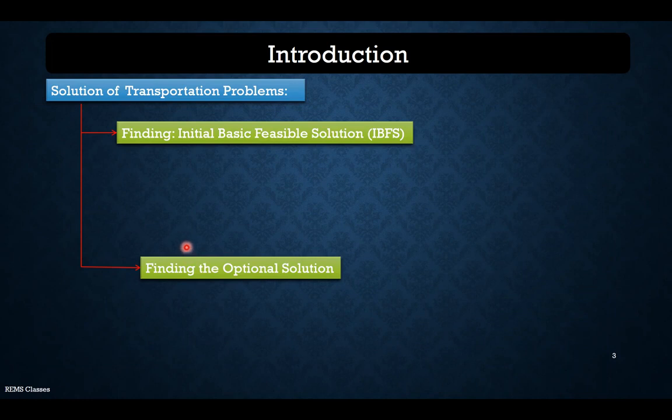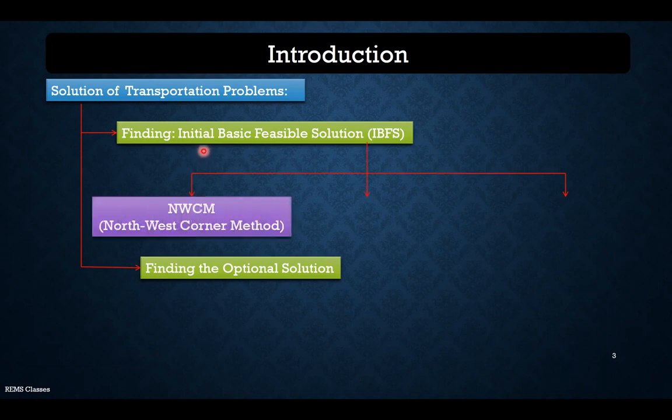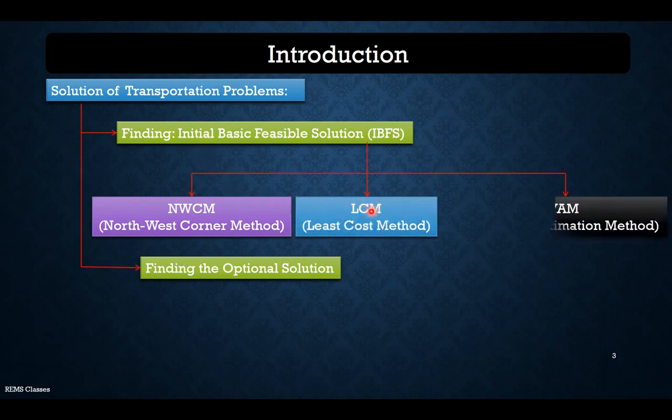For finding the initial basic feasible solution, we have three different methods. One is the northwest corner method. Another is the least cost method, and the last one is Vogel's approximation method. So for solving the transportation problem, we have these three methods: the northwest corner method, the least cost method, and Vogel's approximation method.